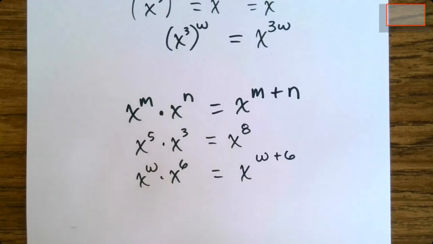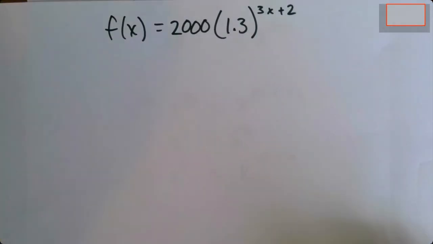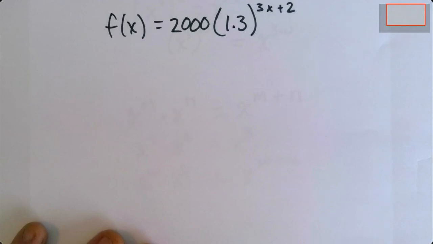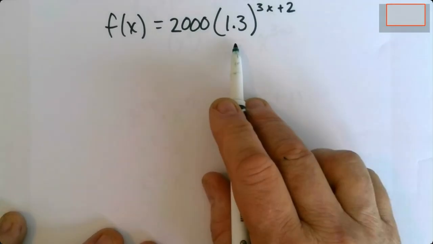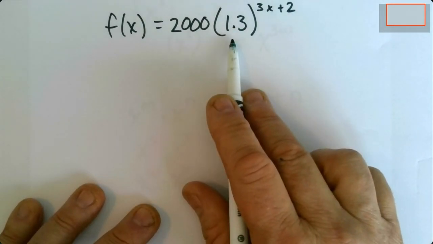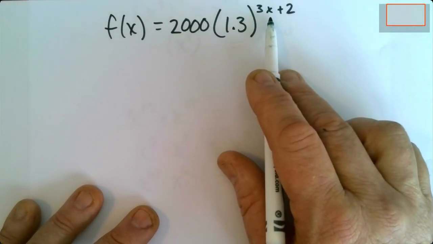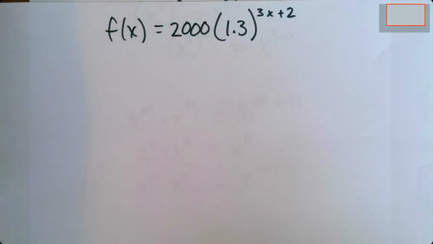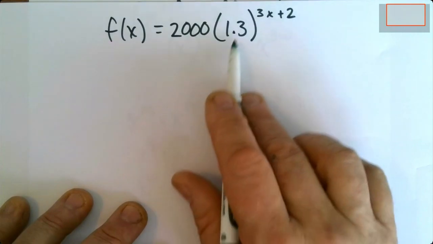Now, here's the problem type that you're going to look at today that's going to make us scratch our heads a little bit. And it goes like this. So I have some function f of x equals, and you can see my 0th term is 2,000, and I'm multiplying by 1.3 a bunch of times. How many times? Well, it depends on what value of x is. So if x is 5, it's actually 17 factors of this thing.